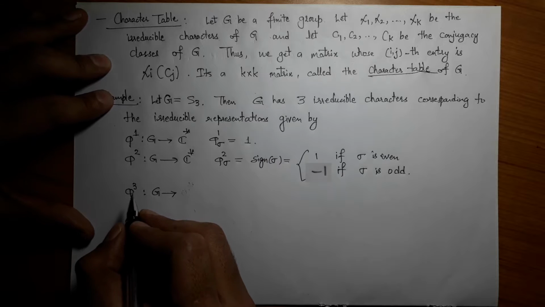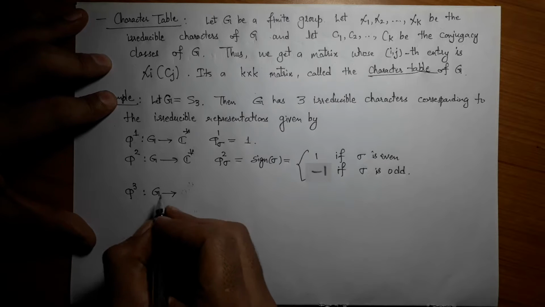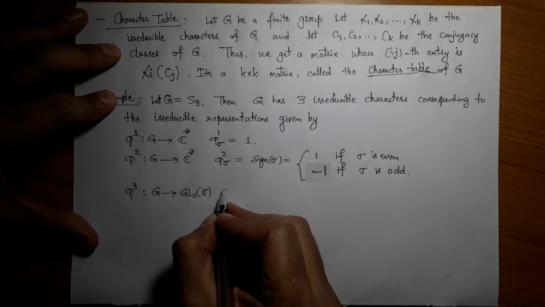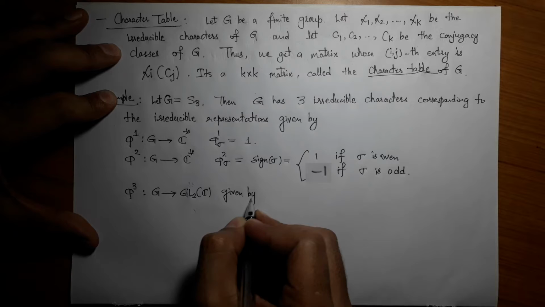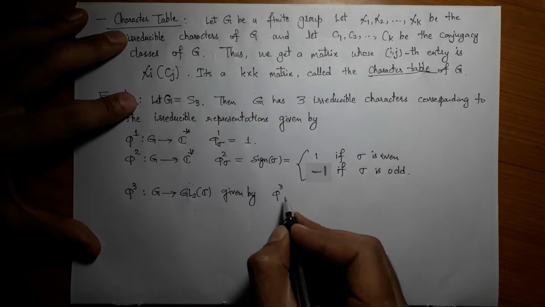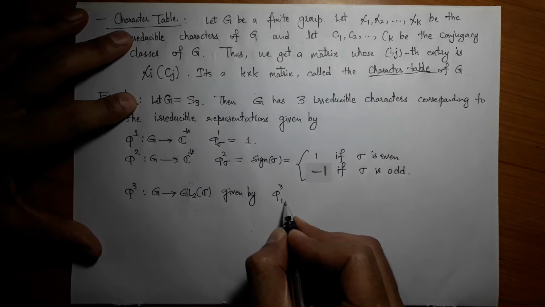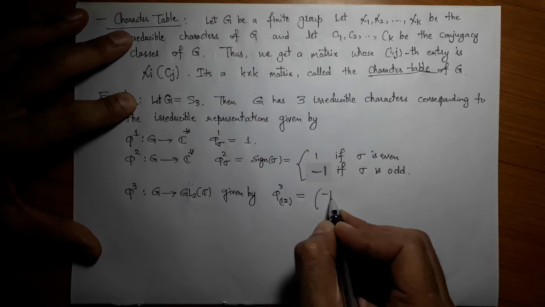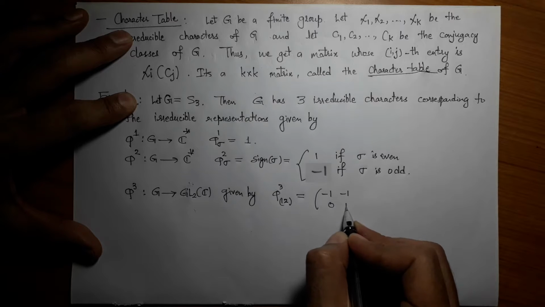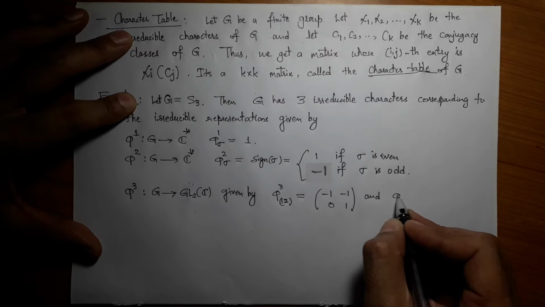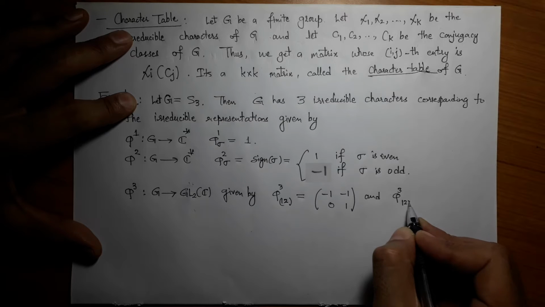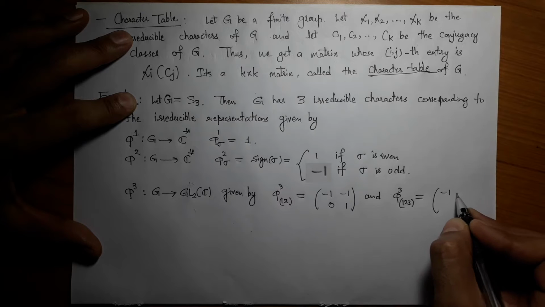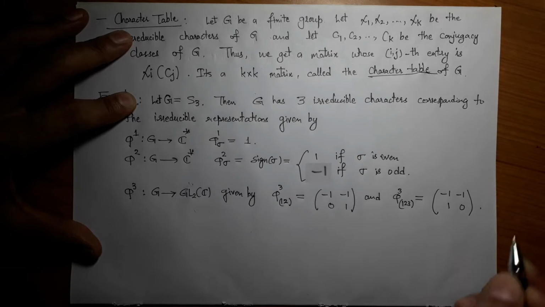And the third one was a two-dimensional irreducible representation, phi 3 from G to GL2 of C, given by, I will just write it on generators. So phi 3 acting on the transposition (1 2) was the matrix (-1 -1; 0 1), and phi 3 acting on the 3-cycle (1 2 3) equals (-1 -1; 1 0).